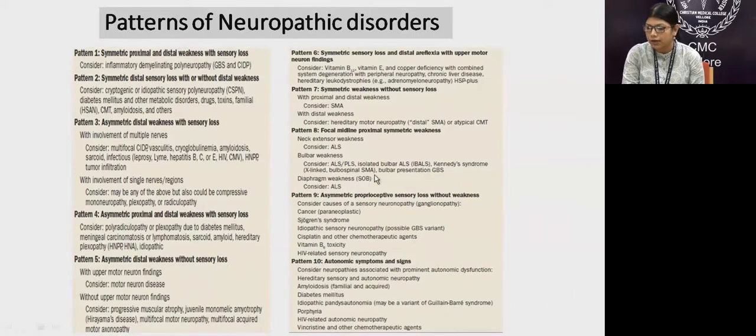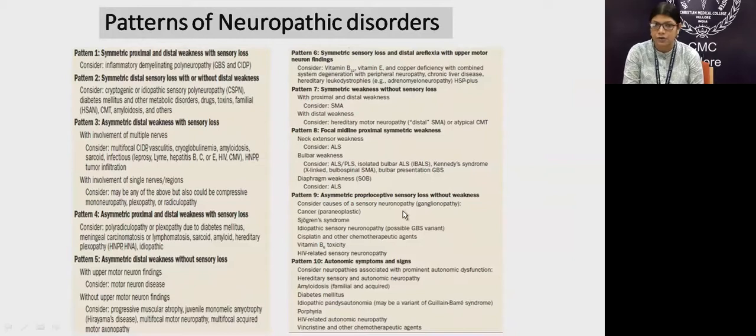The eighth pattern, focal midline proximal symmetric weakness, can have selective neck extensor weakness or bulbar weakness and diaphragmatic weakness. All these can help in further differentiating the underlying disorder. Ninth pattern, asymmetric proprioceptive sensory loss without weakness, that is specifically for neuronopathy or dorsal ganglionopathy.